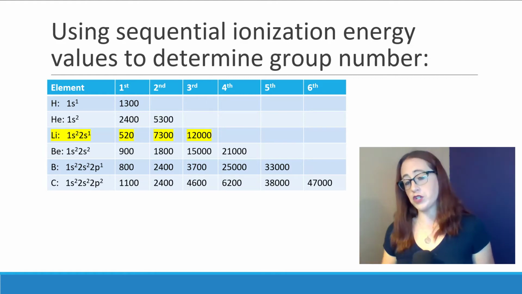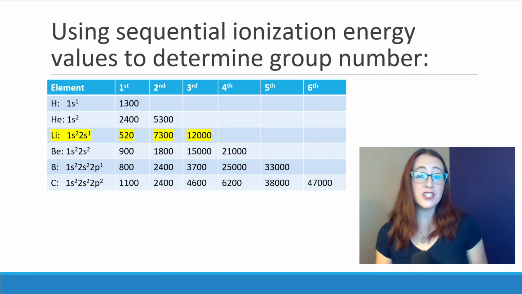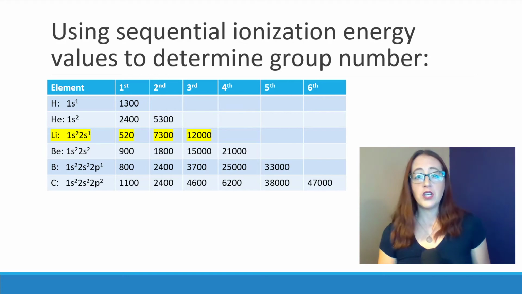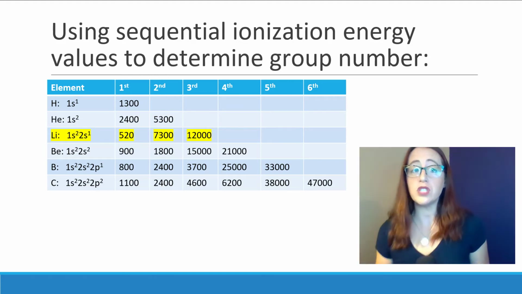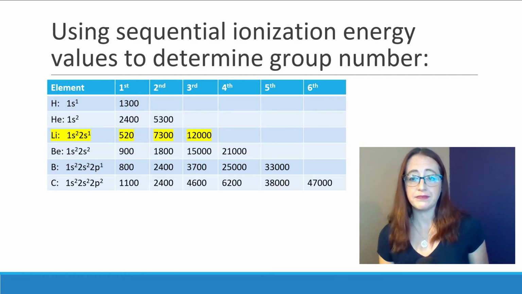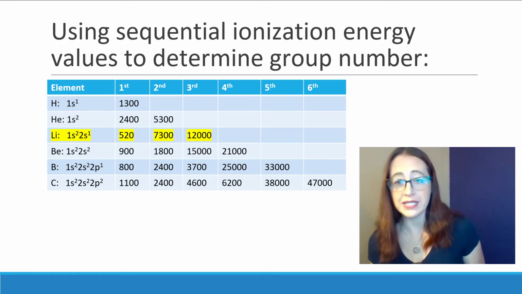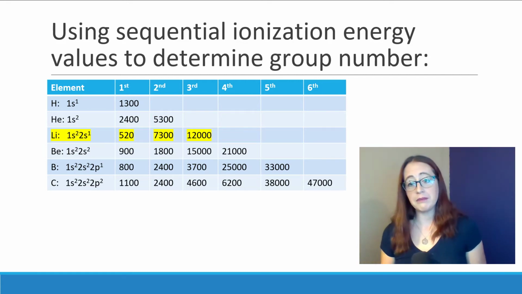Lithium is in the first group of the periodic table. It has just one valence electron. So when this first electron comes off, the second one is going to be huge in comparison. It goes up more than a full order of magnitude, you can see here, from about 500 to about 7,000. That jump being between the first and second ionization energy shows us that it is a group 1 element.